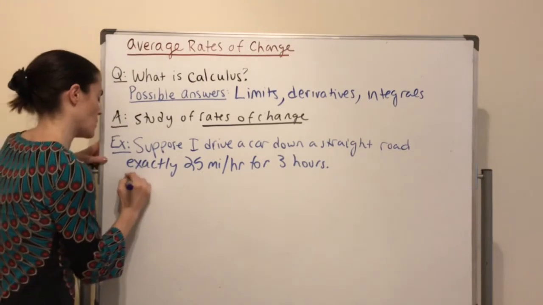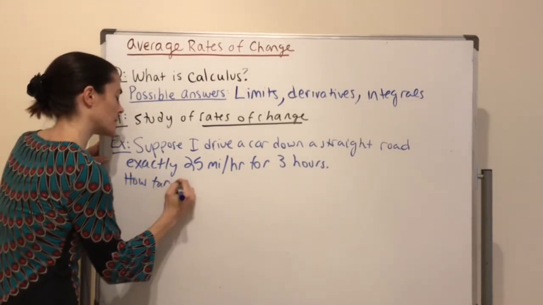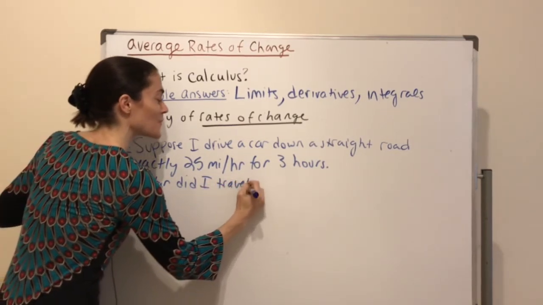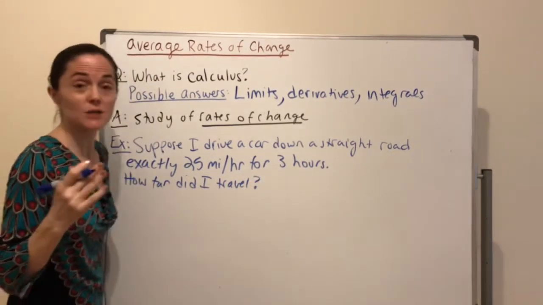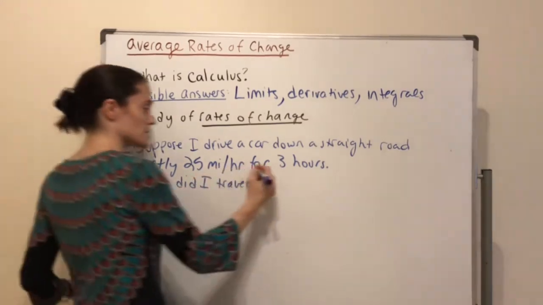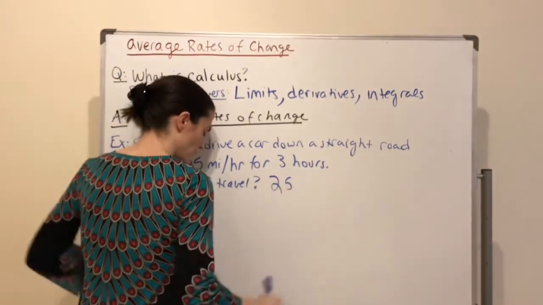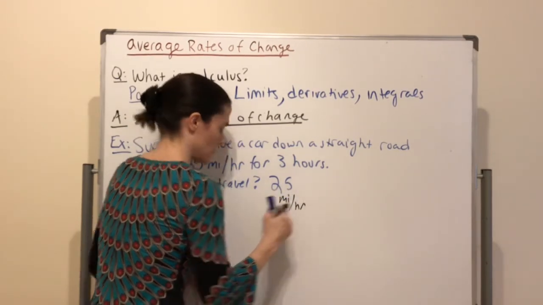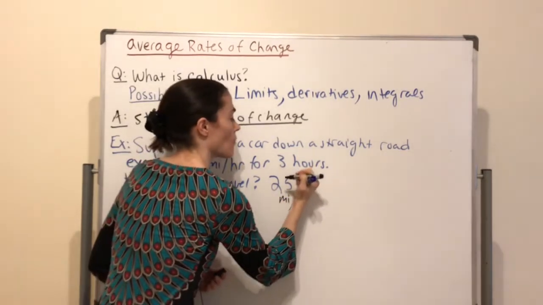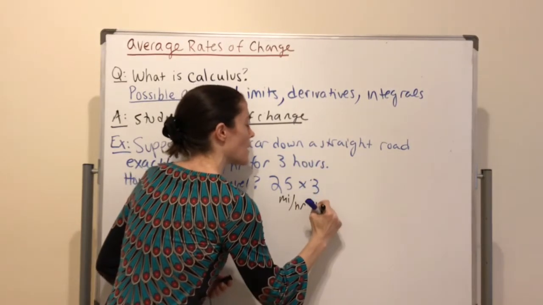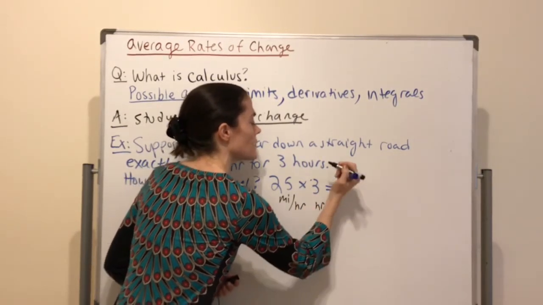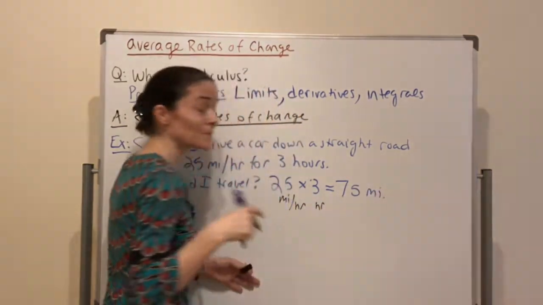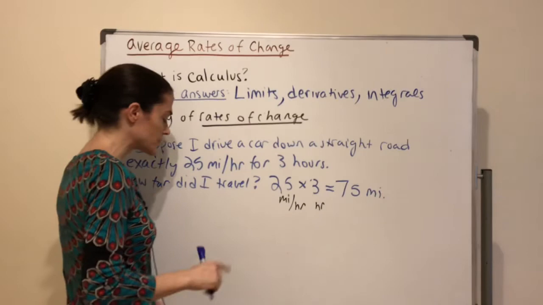Well, you can probably answer this before I even write the question, because you just multiply. So we have 25, this is in miles per hour, times 3, which is in hours. We get a total of 75 miles as our total distance we have traveled.